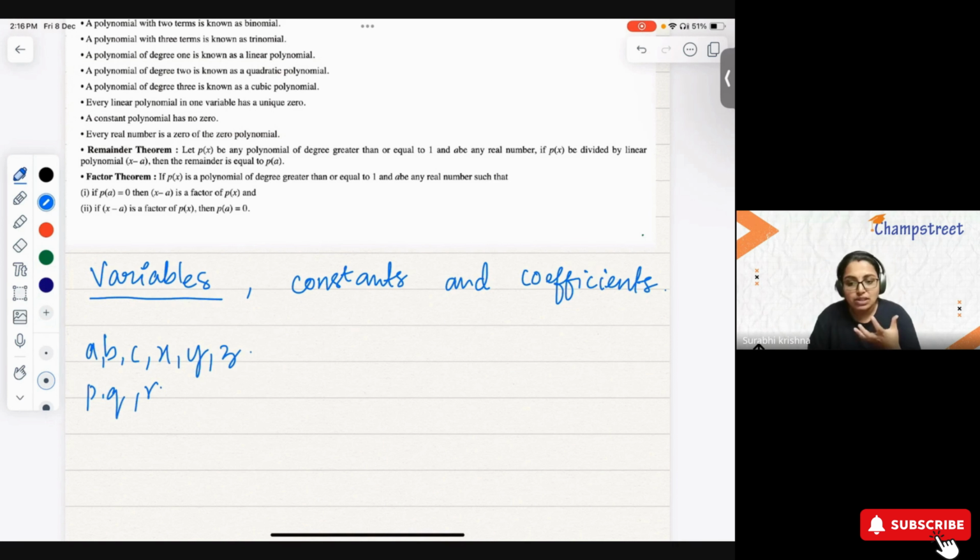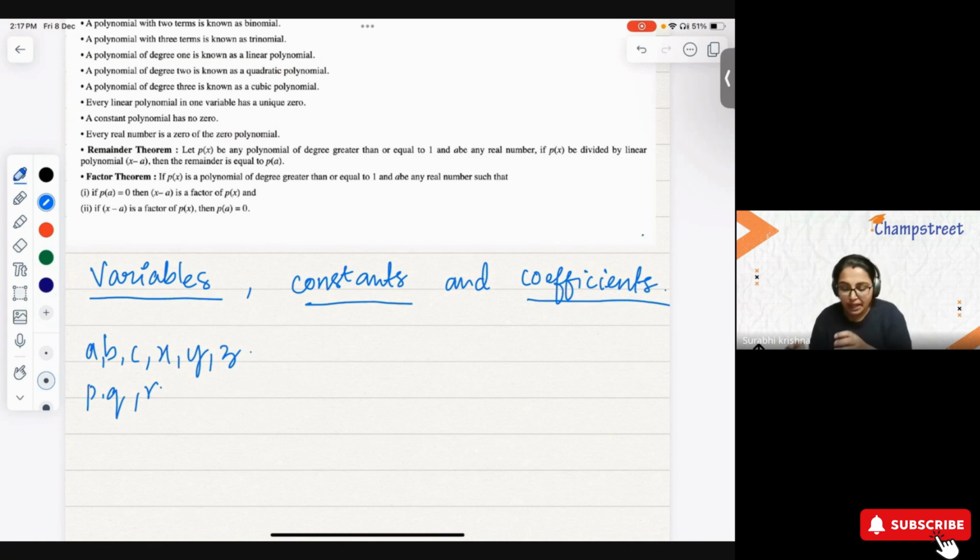Now comes the constant. Constant is nothing but the value that remains the same throughout the operations. So basically constant is a real number. A real number can be negative, positive, fraction, decimal, whole number, right? It could be anything. So that's the constant. What are coefficients? Coefficients are nothing but the real numbers that are actually associated with the variables.